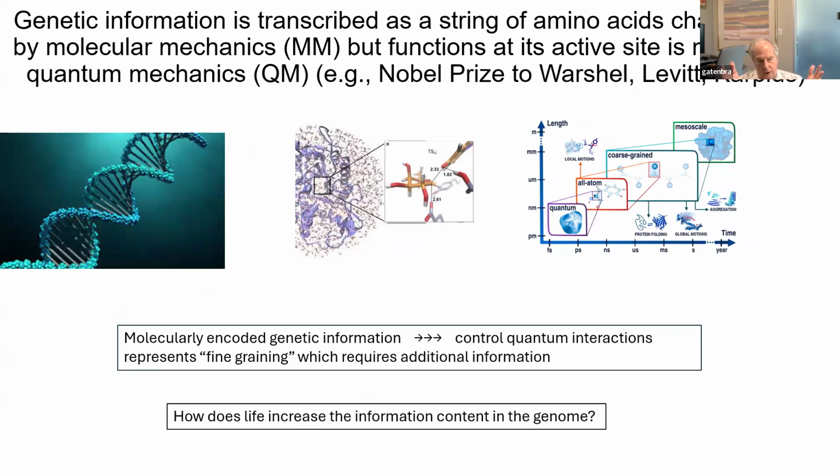What's been shown is that the structure of the enzyme is encoded at a molecular level, in other words, the triplet nucleotide that specifies the amino acid sequence of the polypeptide. It has to function at its activation site at a quantum level. The Nobel Prize in Chemistry in 2013 was awarded based on those kinds of observations.